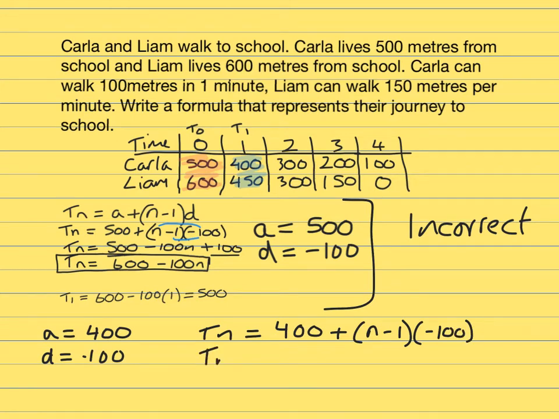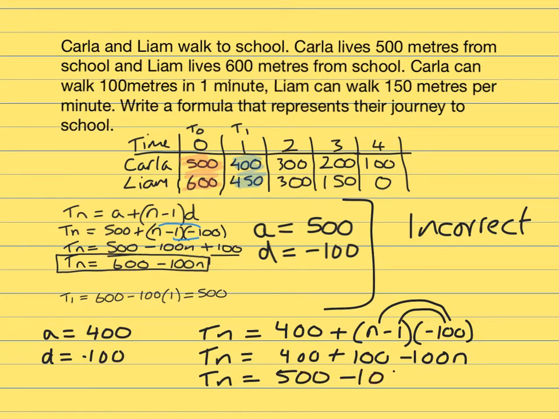And then I'll get Tn is equal to 400 plus 100, because we have minus 1 by minus 100 gives me plus 100, and I have minus 100 by n. I'm just skipping a couple of steps here. You should be okay to follow this because we've had so much practice on it. And then finally I get Tn is equal to 400 plus 100 is 500 minus 100n, small n. Okay, so that would work then.